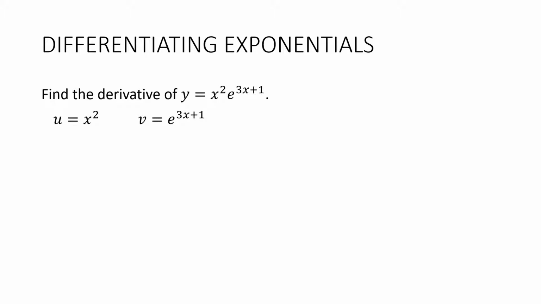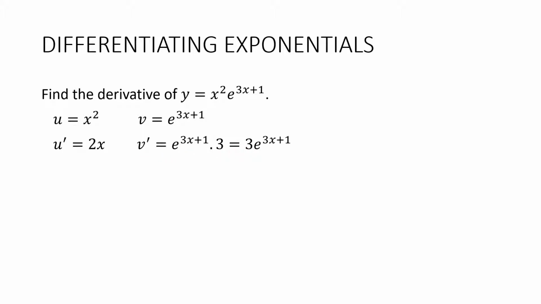Let u equal x squared, let v equal e to the 3x plus 1. Differentiate, we get 2x. Differentiate here, I leave that the same, multiply by the derivative of the second function, which is 3, tidy it up. Okay, don't stop there, we actually haven't done anything yet.